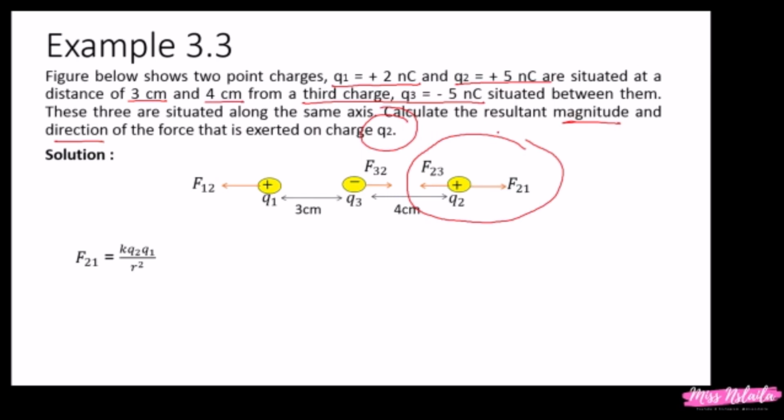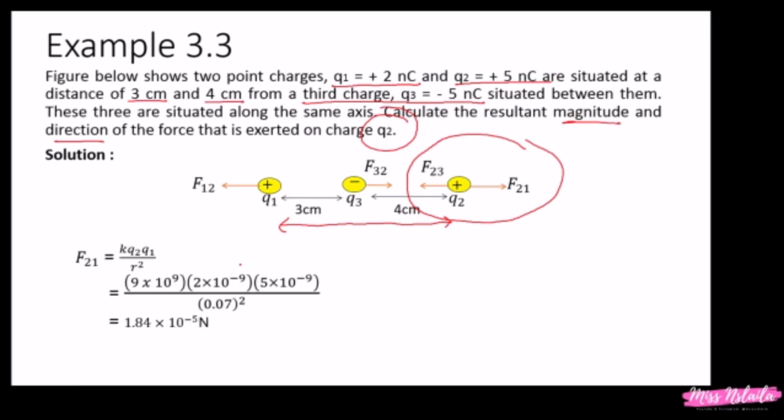For F21, k Q2 Q1 over r squared. So we can substitute the values. k is 9 times 10 to the power of 9. Q2 is 2 times 10 to the power of negative 9. Q1 is 5 times 10 to the power of negative 9. And the distance between them, you can measure based on this diagram: 4 plus 3 centimeters, so it will become 7 centimeters, so 0.07 meter right here. You will get 1.84 times 10 to the power of negative 5 Newton.